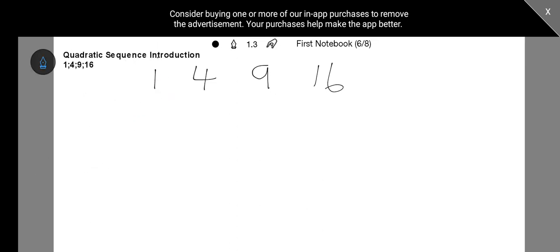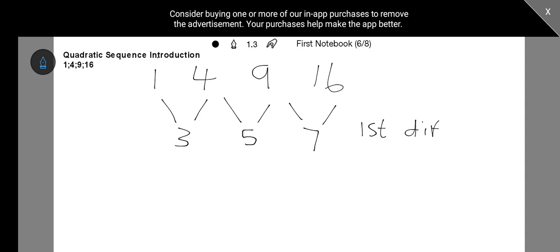Right. So what we're going to do is look for the first differences, just as we have done in the previous video. We're gonna say 4 minus 1 gives us 3. We're gonna say 9 minus 4 gives us 5, and 16 minus 9 gives us 7. And these are our first differences. Up to so far, everything is the same.